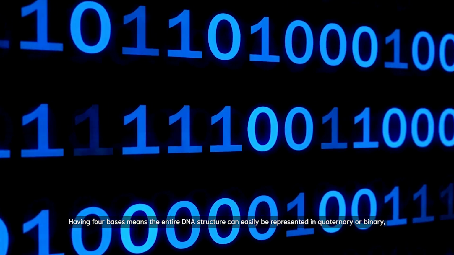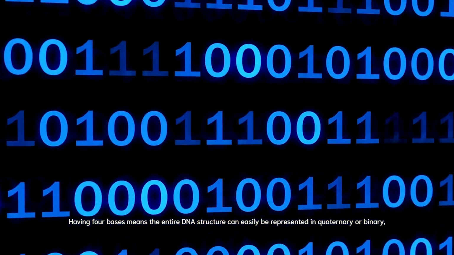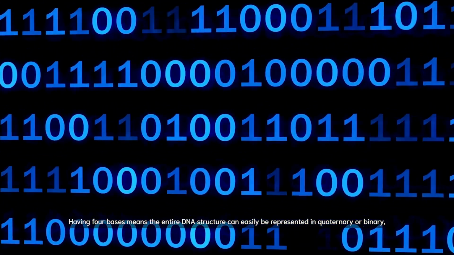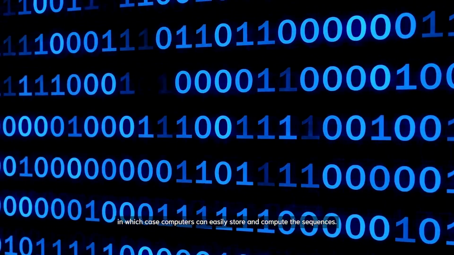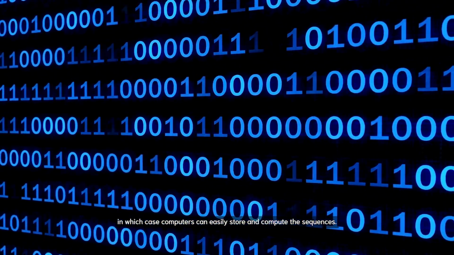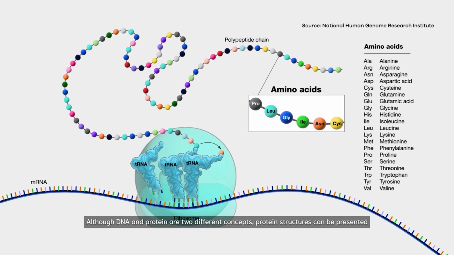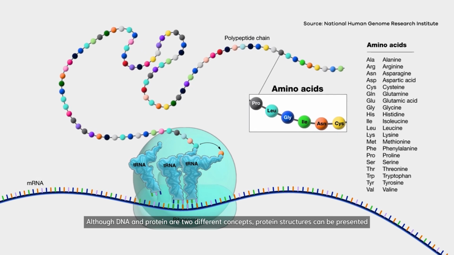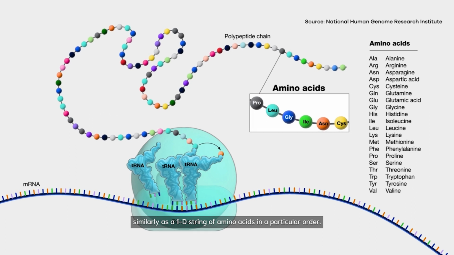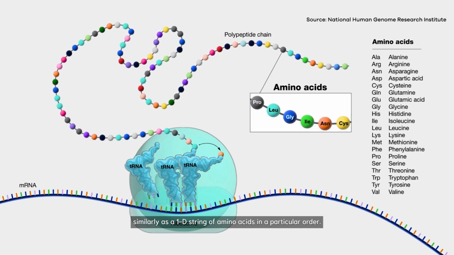Having 4 bases means that the entire DNA structure can easily be represented in quaternary or binary, in which case computers can easily store and compute the sequences. Although DNA and protein are 2 different concepts, protein structures can be presented similarly as a 1D string of amino acids in a particular order.